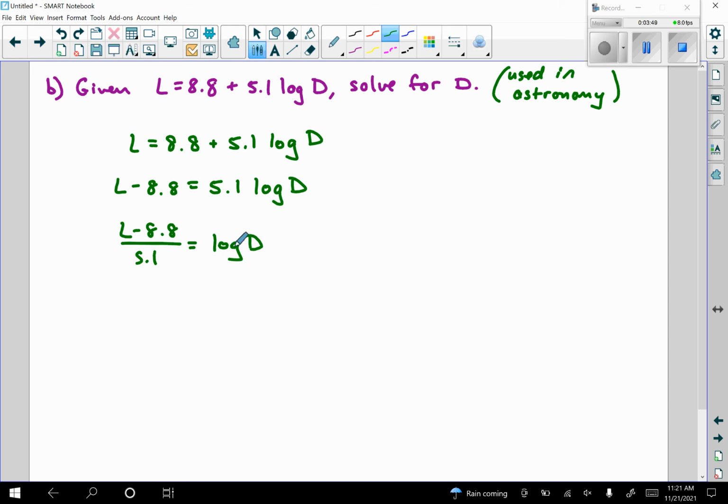Now, if you notice the way it's written here with log, it's technically base 10, right? So in order to get rid of a log base 10, we can use a power of 10 on both sides, or we could just rewrite this exponentially. So we could have 10 to this fraction, L minus 8.8 over 5.1, is going to equal d. We could leave it just like that, but I'll rewrite it this way: d is going to equal 10 to the L minus 8.8, we could even write it in parentheses, divided by 5.1.